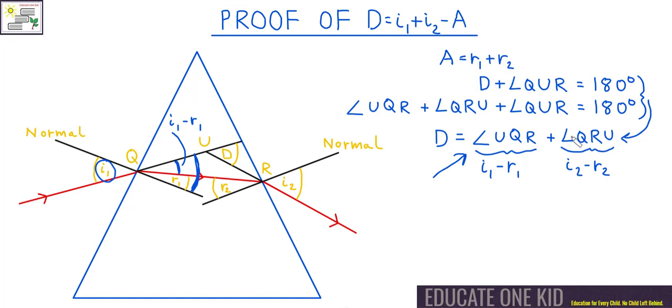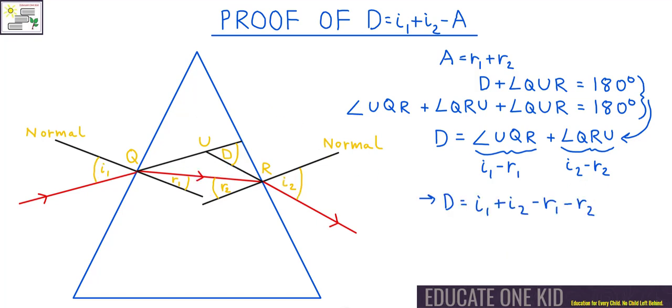And similarly, angle QRU is equal to I2 minus R2 for the same sort of reason. Angle QRU, that's this angle, and we're saying that this angle here is equal to I2 minus R2. Again, because this time this whole angle here is I2, and this is R2 there, that angle there must be I2 minus R2.